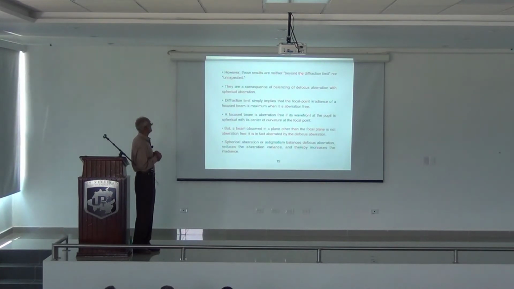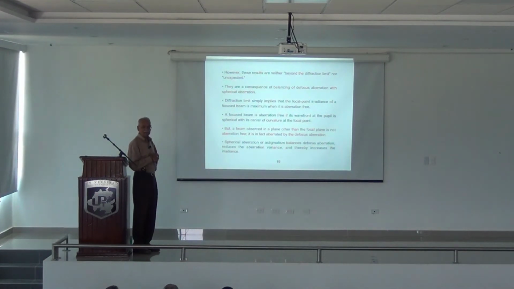However, these results are neither beyond the diffraction limit nor unexpected. They are a case of balancing of defocus aberration with spherical aberration. There is defocus aberration when you make an observation at a point other than the focal point. Now you introduce spherical aberration. If the spherical aberration is of the right sign, positive or negative, depending on the sign of the defocus aberration, the two balance each other and reduce the effect of defocus by itself. And therefore, the value goes up.